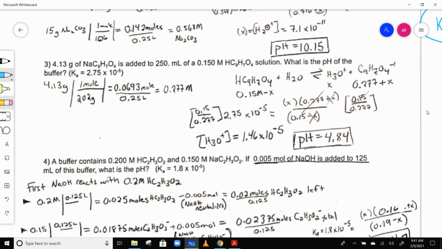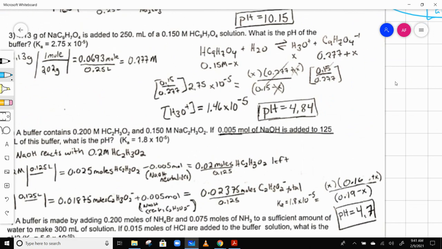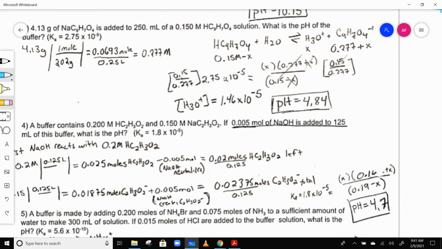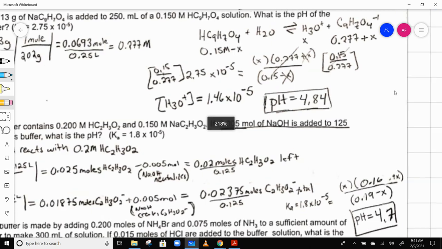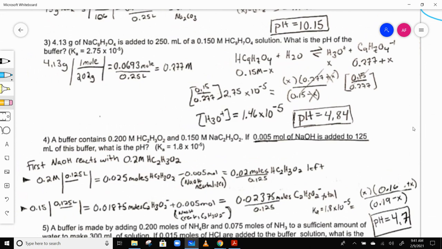You could just do that. Ka equals acid over base. Or Ka times acid over base equals H3O plus. That's what I meant. Ka, acid over base, and you'll get the H3O plus concentration. That's it, and the pH is that. Pretty simple, right? 1 through 3, not too bad.